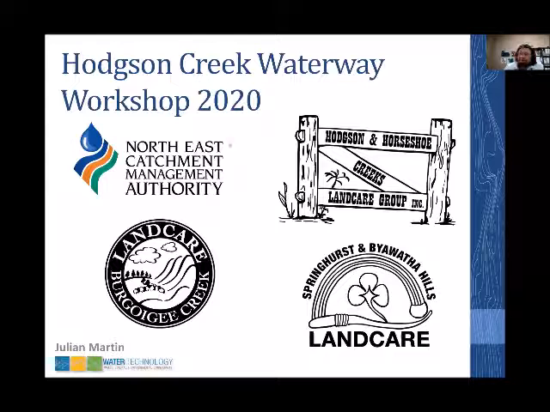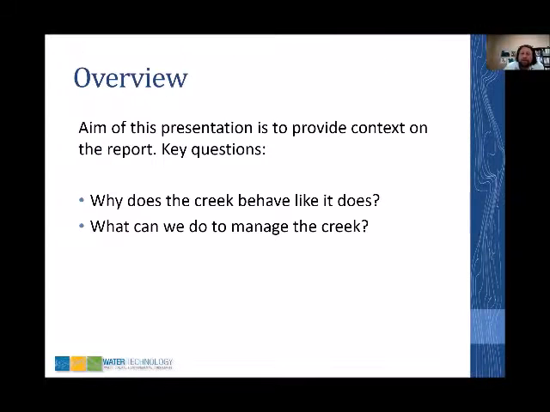Tonight we're basically going through the Hodgson's Creek report that was prepared in 2019, and the aim of the presentation is not to run through the report itself, but to give a bit of context around the report, and specifically the two questions that I want to be able to answer for you: why does the creek behave like it does, and what can we do to manage the creek?